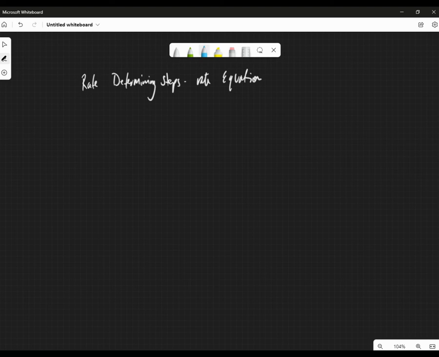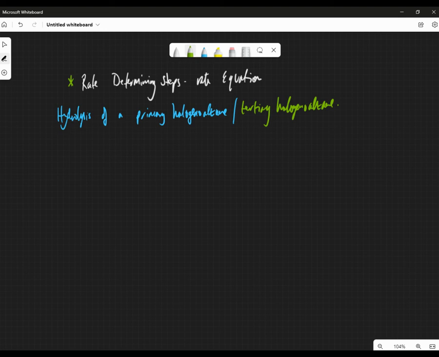I'm going to look at the hydrolysis of a primary halogenoalkane. And then I'm going to look at a secondary, or probably not a secondary actually, just to make it more clear, let's do a tertiary halogenoalkane. I'll use those examples to try and explain the rate determining step that we talk about.